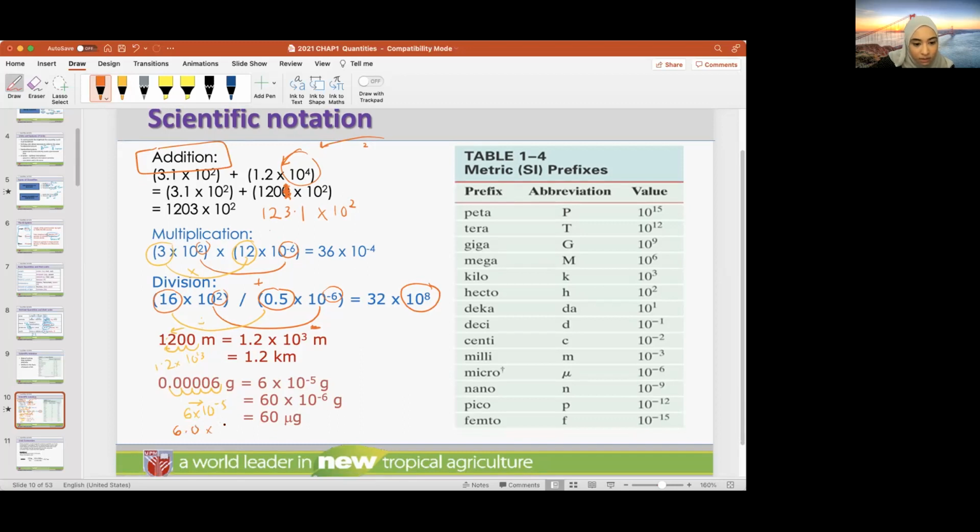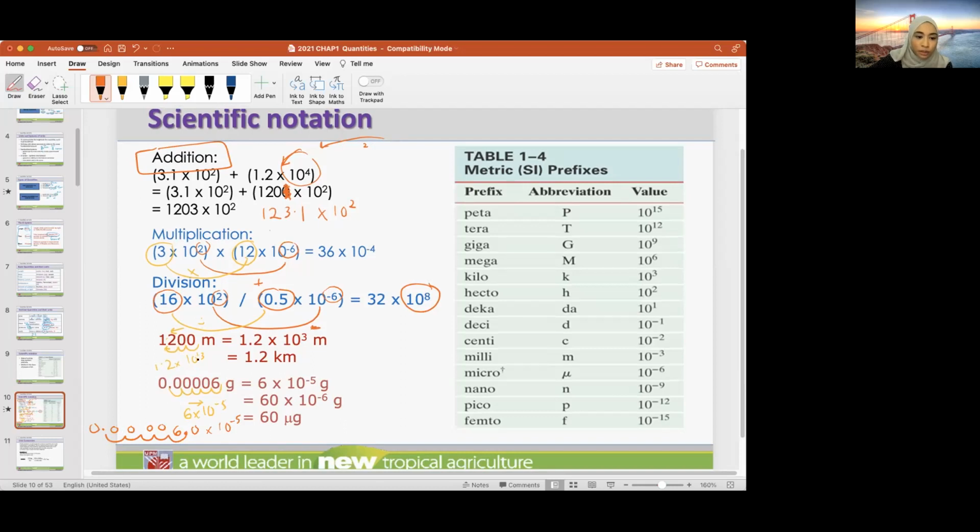6.0 times 10 to the minus 5. I start with this point, I go backwards by 5 times. 1, 2, 3, 4, 5. So 0, 0, 0, 0, 0. So 0.00006. I have 4 zeros, 6.